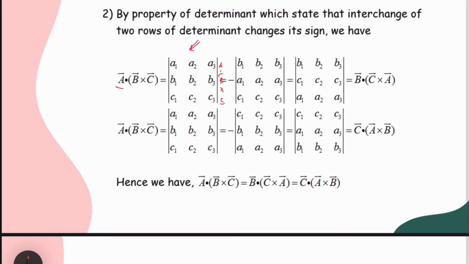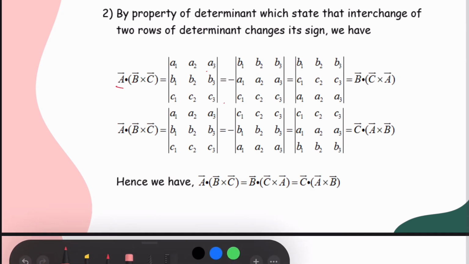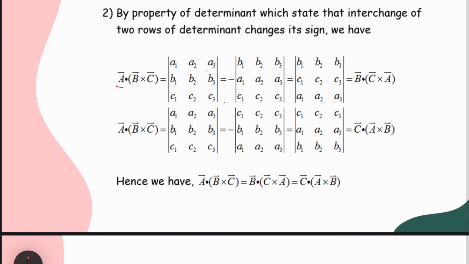If you change two rows by using the property of determinants, if you change A1 with B1, it will give you the negative sign here. So now you see the row has been changed, B1 from the second row to the first row, and A1 from the first row to the second row. So you have a negative in front here, because by the property of determinants, interchanging rows or columns will give you the negative value. Now you can change A and C, that will give you another negative value. So negative times negative will be positive.